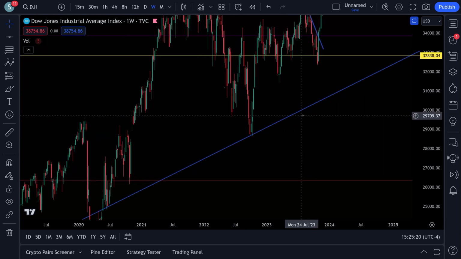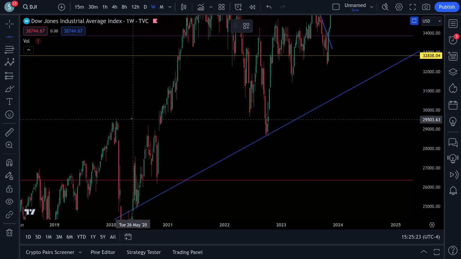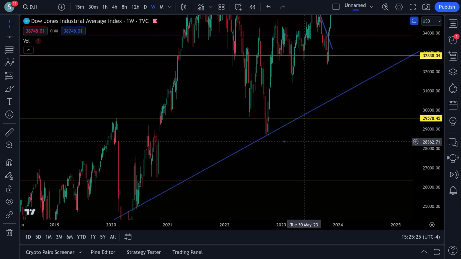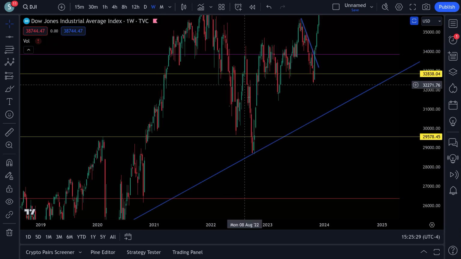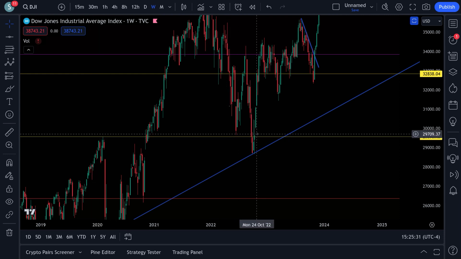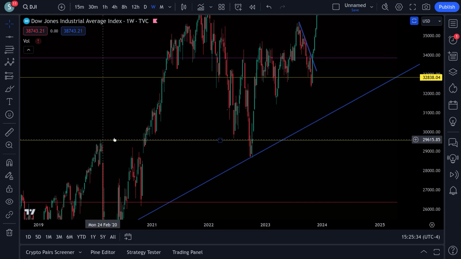Okay, you can see them all through here. This one here, you see this one here. You see how we broke out, ran up the whole way up there. We came back, retested it right there. Okay, and we always come back and retest them.